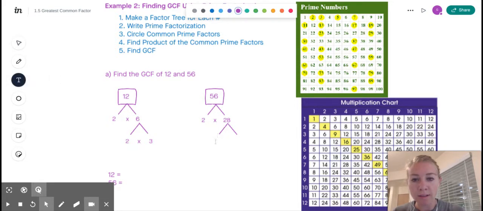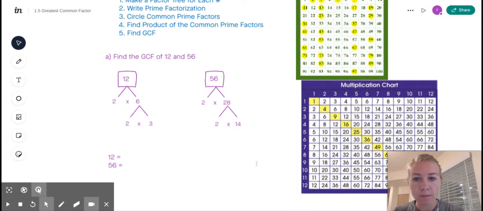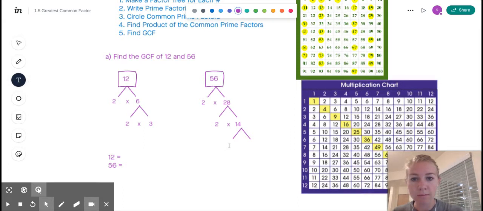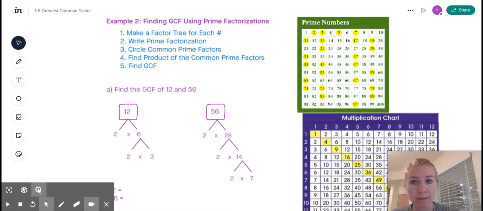28 is even again, so 2 is a factor. And I know that 2 times 14 is 28. We're going to keep branching out from 14 because it's not a prime number. Okay, 2 is even. So 2 times 7 is 14. Okay, so there's the prime factor tree for 56.